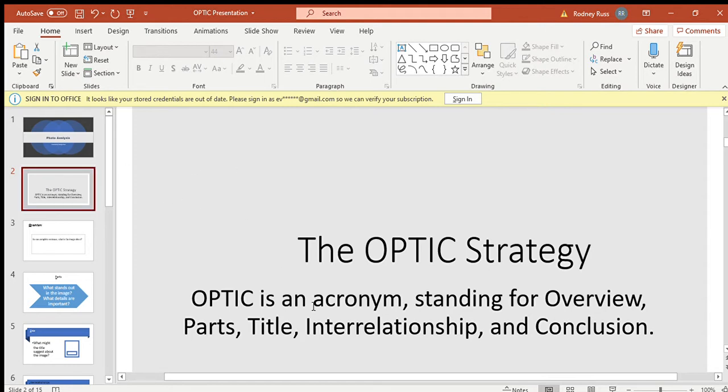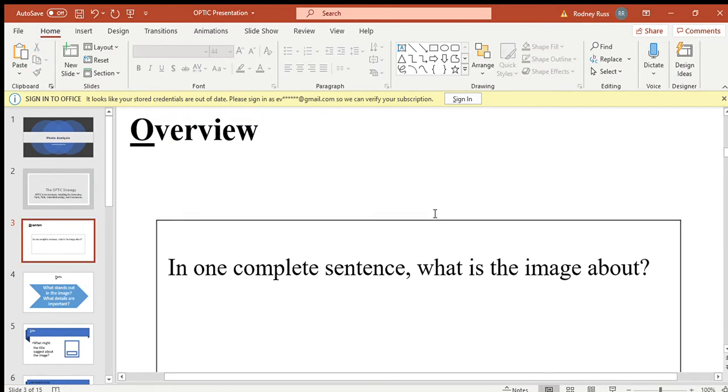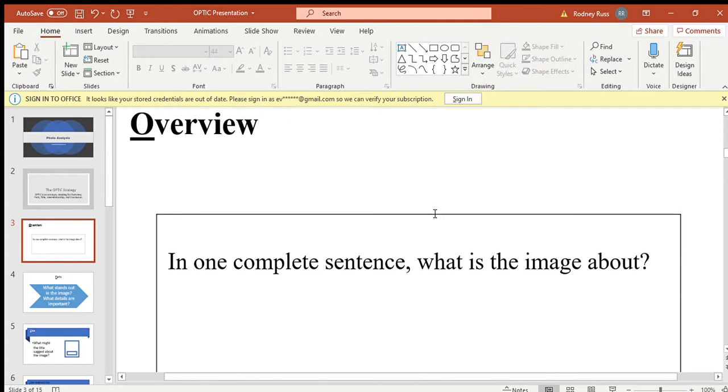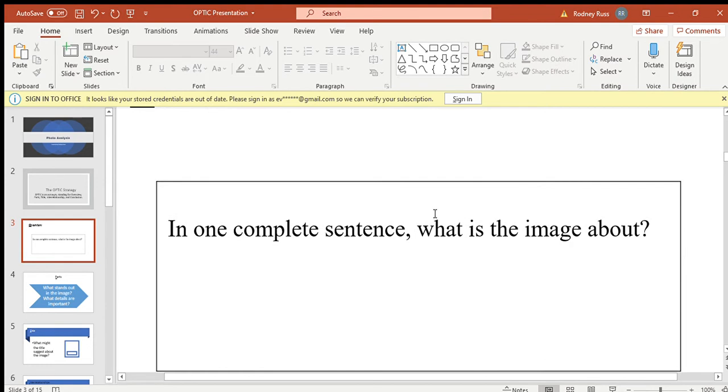OPTIC is an acronym that stands for Overview, Parts, Title, Interrelationship, and Conclusion. So let's begin by looking at overview. A question that will be posed with overview is, in complete sentences, what is the image about?